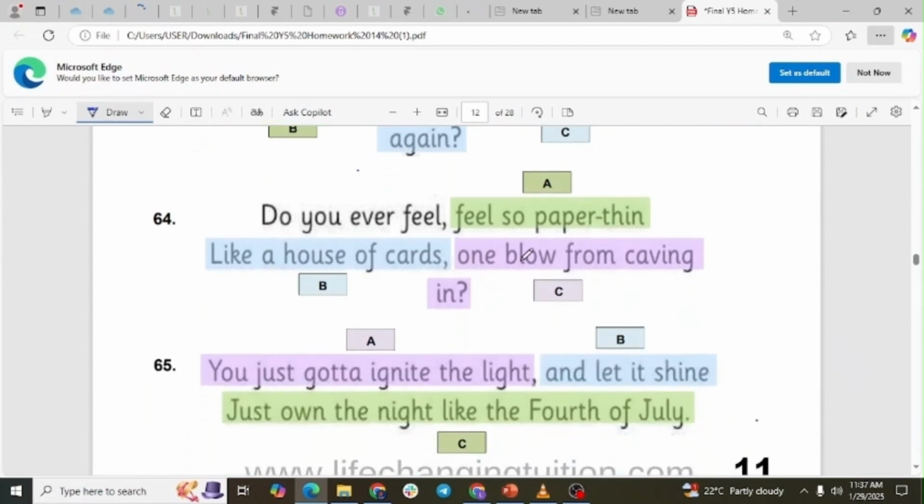Question 64. Do you ever feel so paper thin, like a house of cards, one blow from caving in? Correct answer. B. Like a house of cards. Explanation. The simile, like a house of cards, vividly illustrates fragility and vulnerability, matching the correct answer.